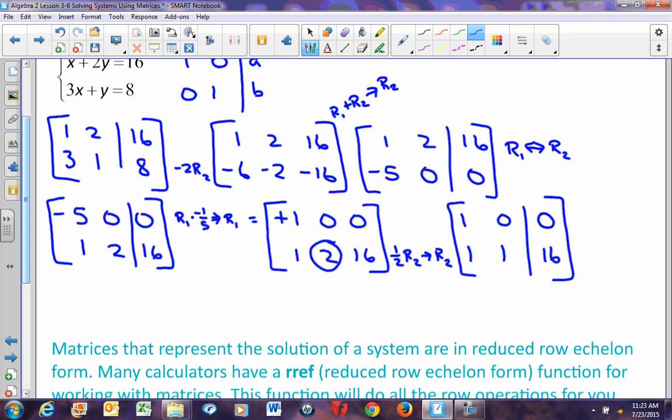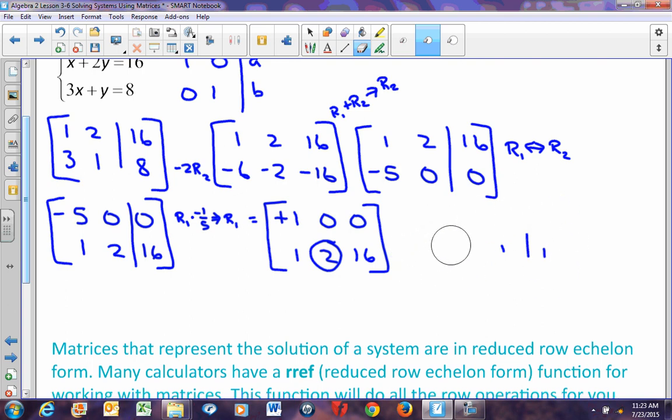Actually, I don't like that. Let's go back a step. I don't like that. Let's just go back to this step right here. What if they use pencils? Okay. I have a 1, 0, 0 and a 1, 2, 16.